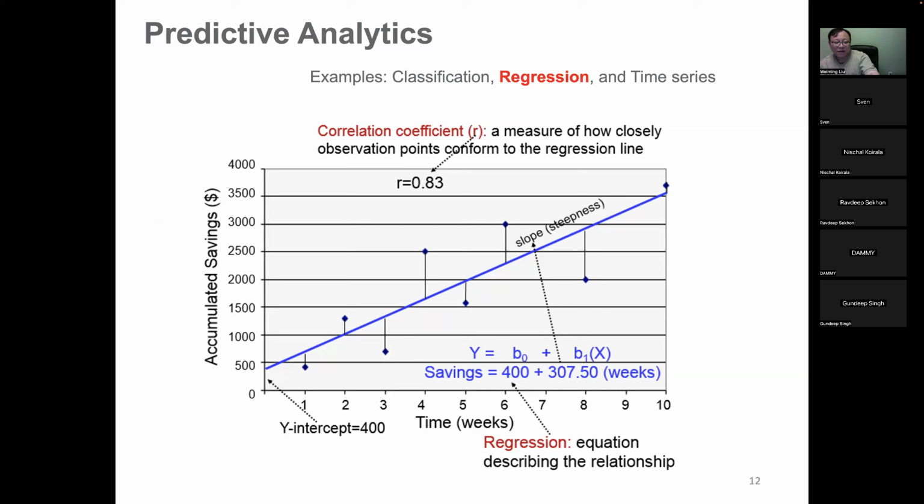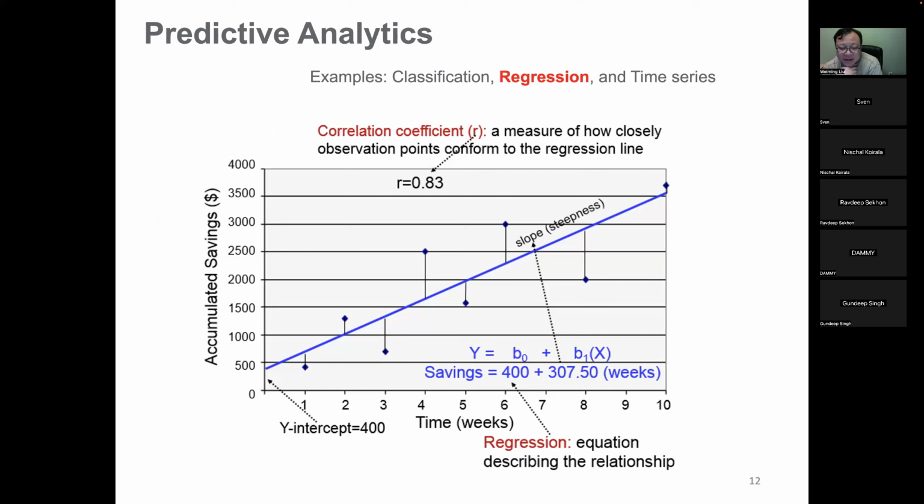You have a bunch of data points, and then you ask for a linear regression, and it will tell you that equation. So it's y equals a constant plus a slope times x.